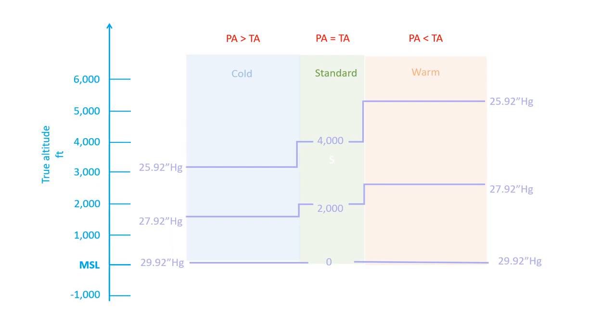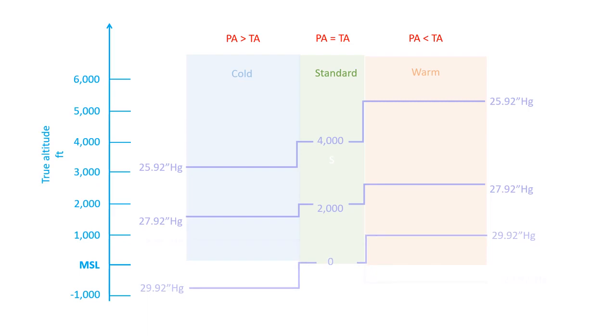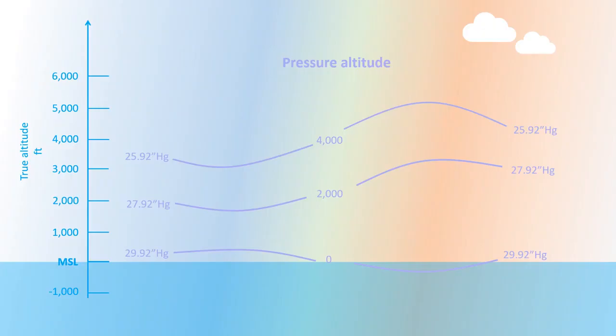Additionally, non-standard sea level pressure can move the reference point of pressure levels upward or downward, whether in cold or warm regions. In the real world, air doesn't follow a straight path. The lines representing pressure altitudes will be more like curves than straight lines. So, flying at a constant pressure altitude is a bit like riding a roller coaster.